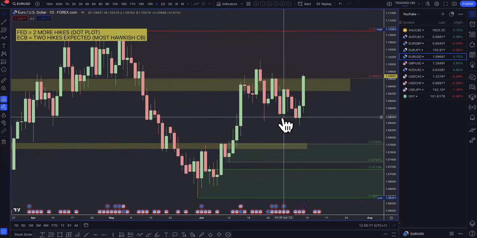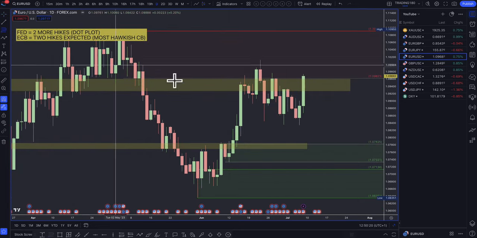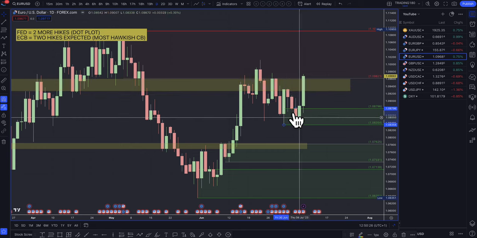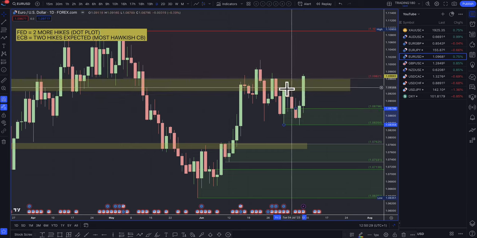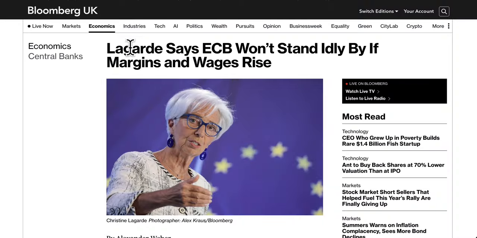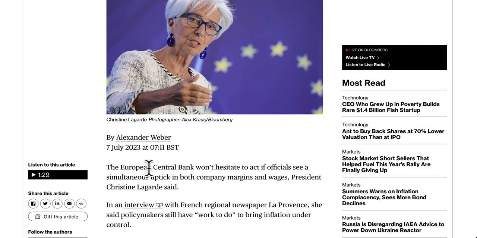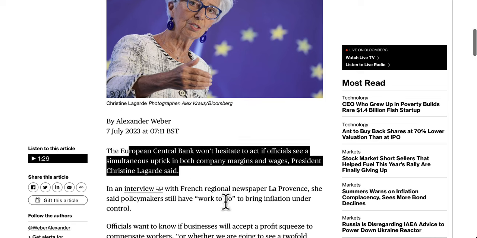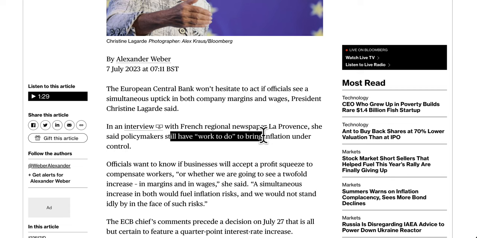Looking at the euro dollar, and euro dollar has made some new high, but it's broken past this lower low and made a new high past that. But from a fundamental perspective, it looks like Lagarde and the ECB are still quite hawkish. Lagarde says ECB won't stand by idly if margins and wages rise, so they won't hesitate to act if officials see simultaneous uptick in both company margins and wages, President Christine Lagarde said. And so they still have more work to do to bring inflation under control. So that sounds hawkish to me.